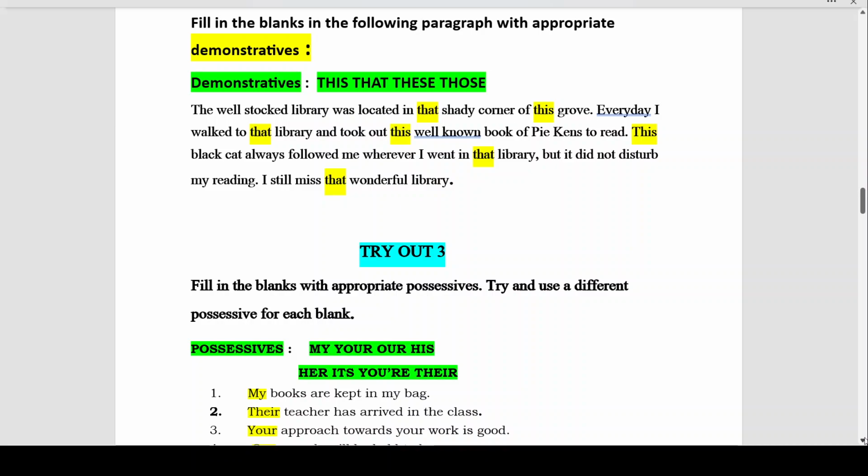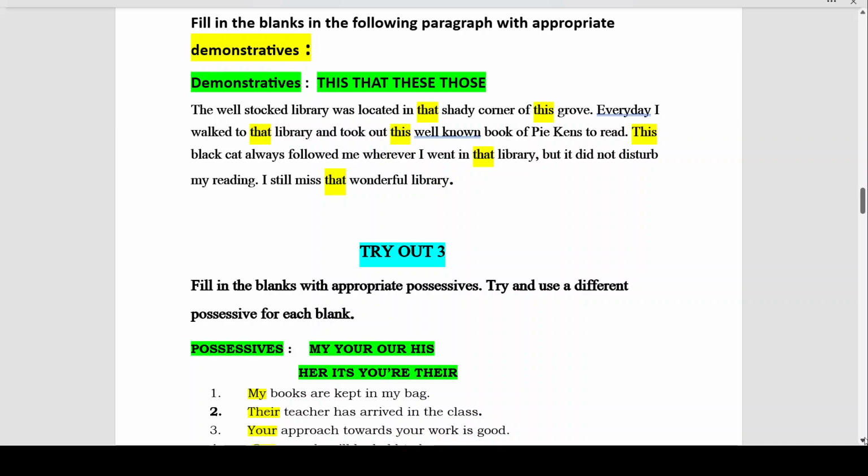Now, where are we both standing? We are standing in this grove, which is we are both standing in the same place. So I am talking to you, you are next to me, and I am showing you one shady corner of the grove, which is a little further away from us. So I will tell you, the well-stocked library was located in that shady corner of this grove where we are standing. Okay. Every day I walked to that library and took out this well-known book of Dickens to read. Now, this book is in my hand. You are standing next to me. Therefore, I am saying, I am showing you this book, which is very close to both of us. Therefore, it is this. And I am pointing out to that library, which is in that shady corner of the grove.